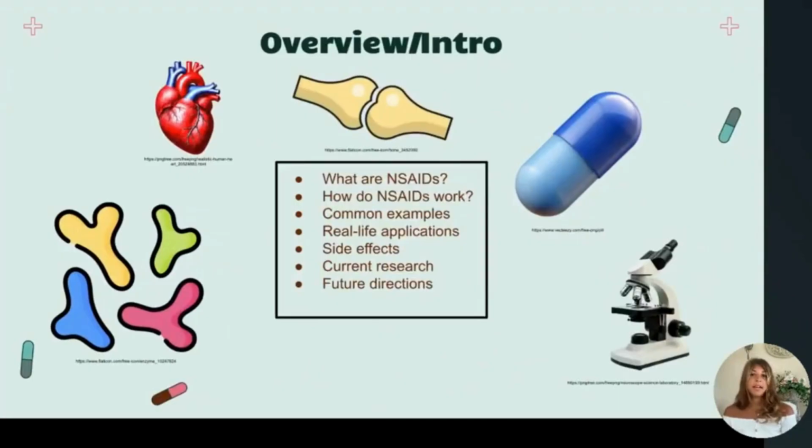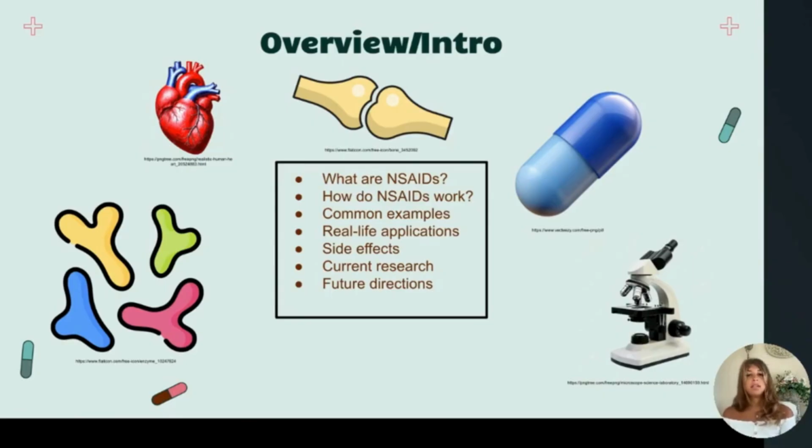Before I get started, here's a quick overview of what I'll be covering. First, I'll explain what NSAIDs are and why they're so commonly used. Then I'll go over what causes pain and inflammation in our bodies and introduce the COX enzymes that NSAIDs target. After that, I'll explain how these drugs work and connect them back to concepts we've learned in medicinal chemistry.